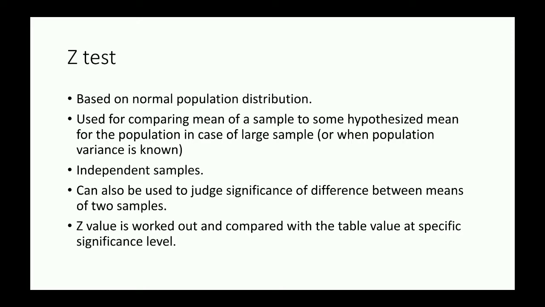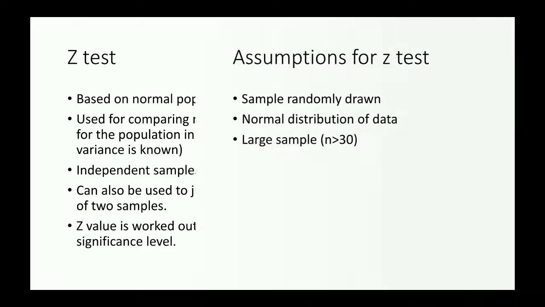So it can also be used to judge the significance of the difference between the means of two samples. As I just said, there can be two groups whose means can be compared. How is it done? The z value is worked out or calculated and compared with the table value at a specific significance level, and the hypothesis is then accepted or rejected accordingly.